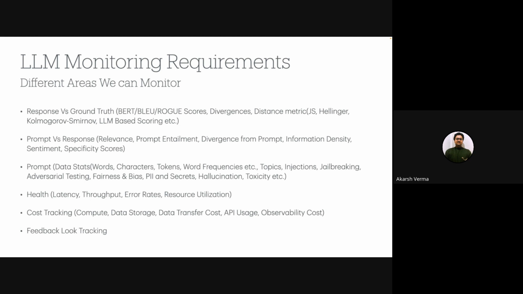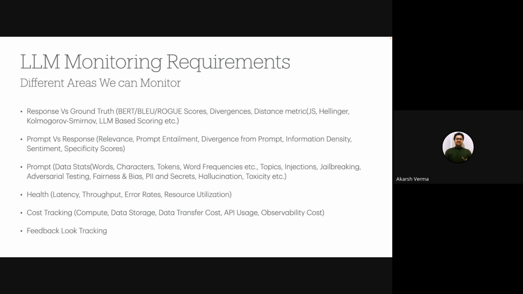The second is prompt versus response. Now, when you deal with prompt versus response, you have to measure relevance, prompt entailment, how far it is from the prompt, the information density, sentiment, specificity. And these are contrasting measures compared to the previous one. Previously the response was compared to ground truth. Now the response is compared to the prompt itself. So you will need to build these evals within your pipelines or within your whole evaluation framework. This whole thing goes towards an evaluation framework idea.